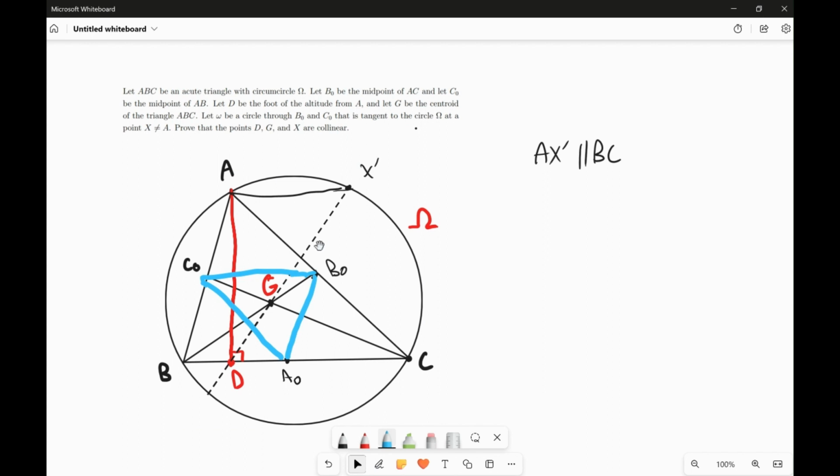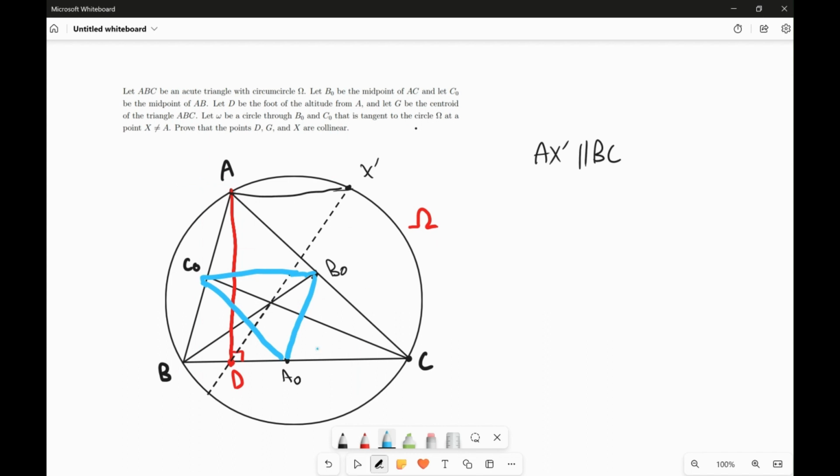In other words, since ABCX prime is an isosceles trapezoid, we want to show that B0, A0, D0, C0 is an isosceles trapezoid, or that B0, A0, D, C0 is cyclic. But recall my video on the 9-point circle, which states that these points are concyclic, as well as the other feet of the altitudes. So that means that D, G and X prime are collinear.